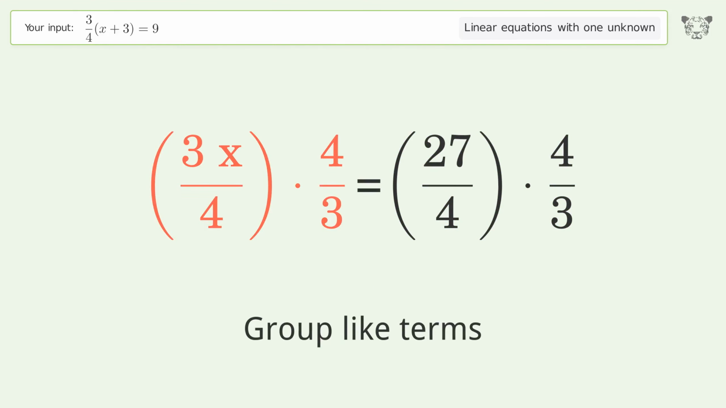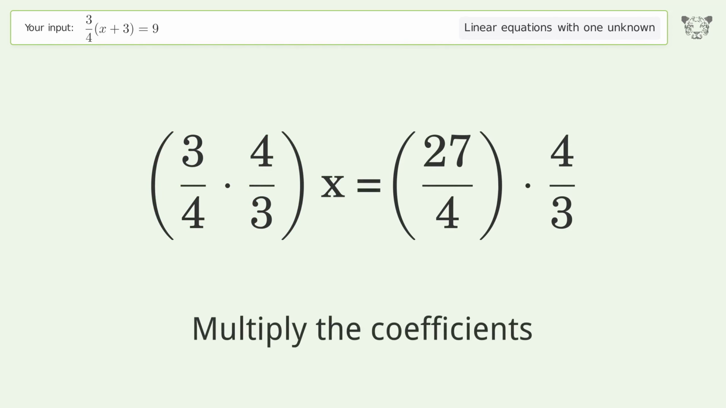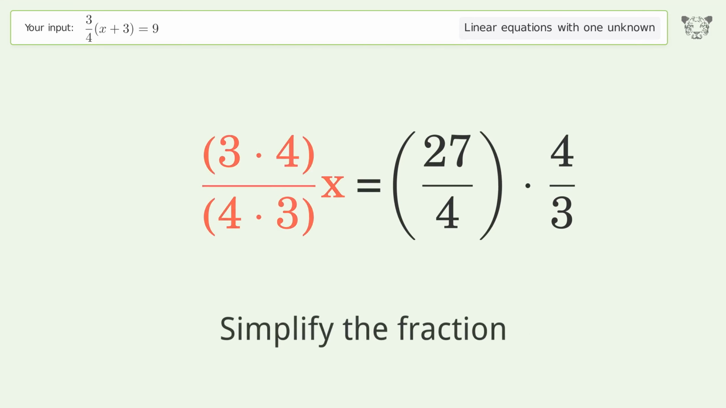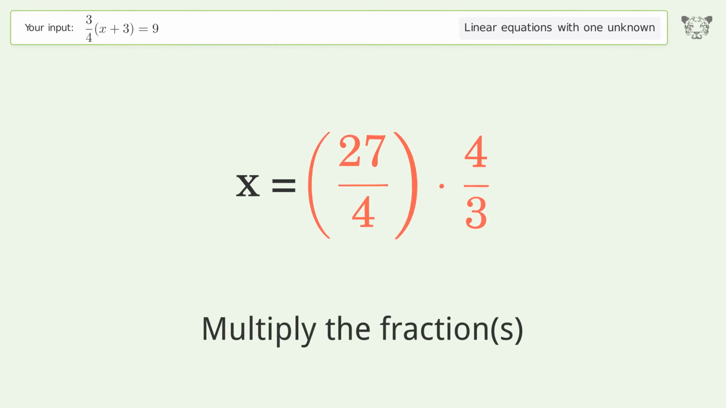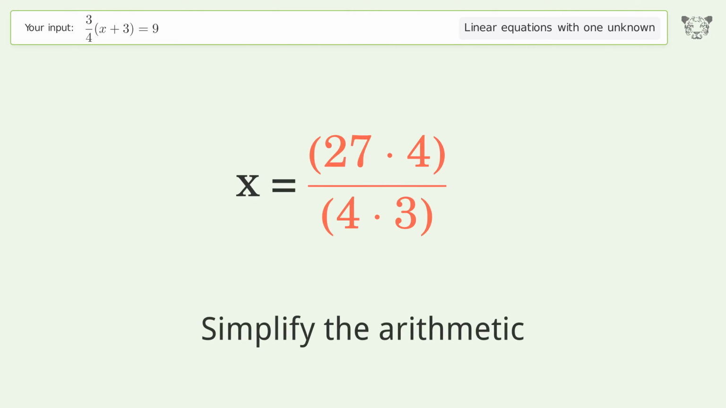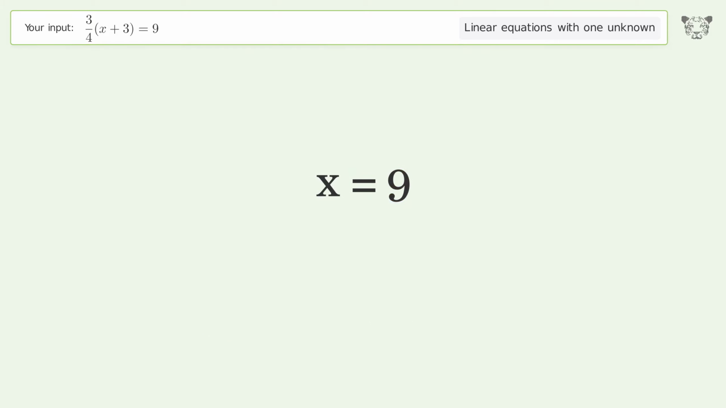Group like terms. Multiply the coefficients. Simplify the fraction. Multiply the fractions. Simplify the arithmetic. And so the final result is x equals 9.